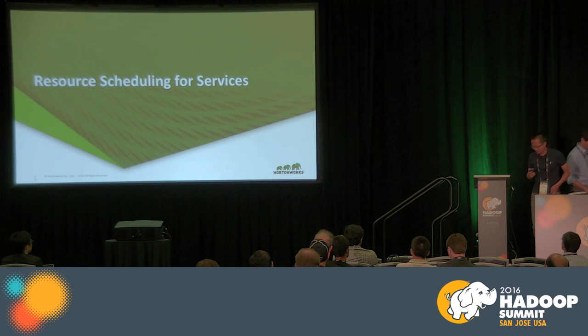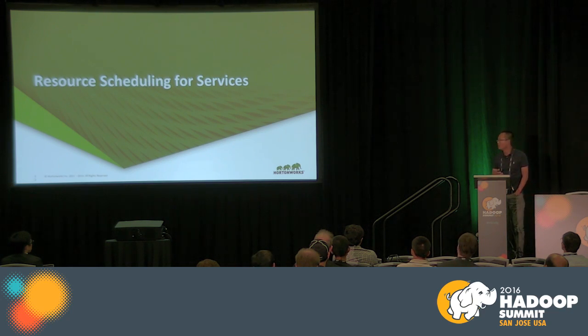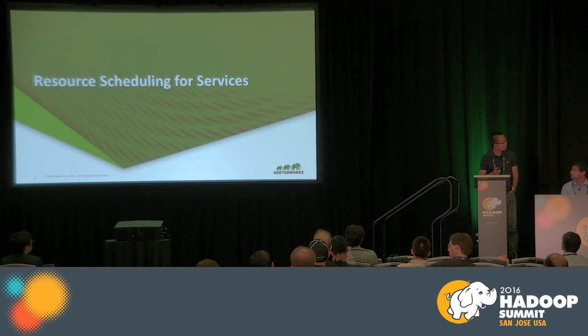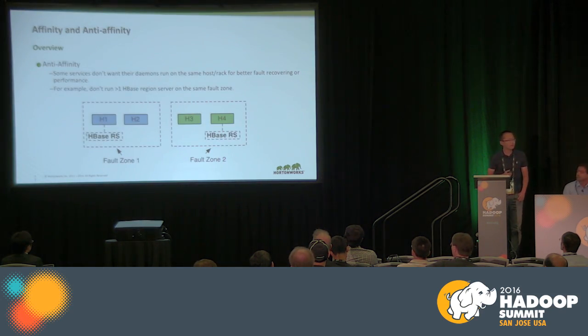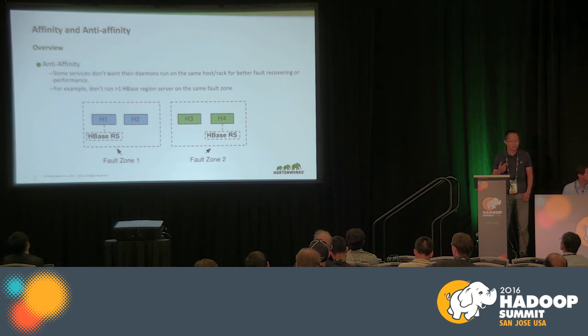Okay. Thanks, Varun. So today I will talk about, the first thing is resource scheduling for services. The first thing I want to talk about is anti-affinity and affinity. For anti-affinity, some services don't want their daemons to run on the same host or rack, to consider fault recovery or performance.